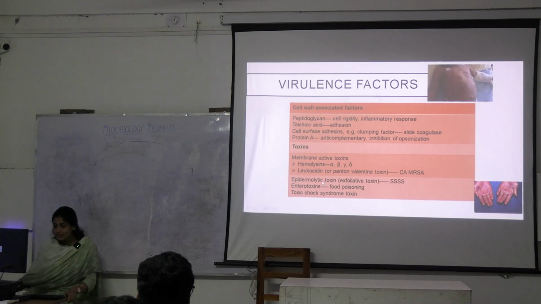Okay. This exfoliation of the skin from underlying skin is known as Nikolsky sign. It is seen in this staphylococcal scalded skin syndrome. Most commonly seen in children.